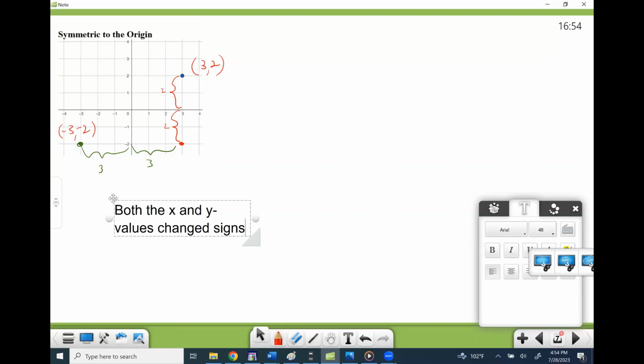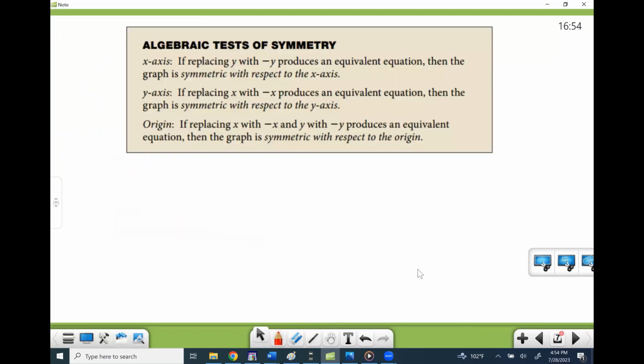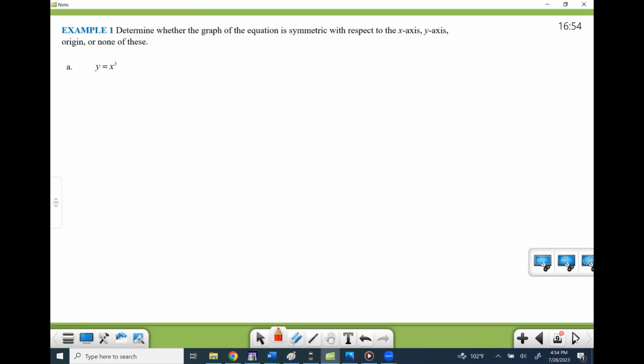Okay, and that's important because when we look at symmetric to the origin, how we're going to test for it, not only do we replace x with -x, but we replace y with -y and hope that it produces an equivalent equation. So the key thing is every time it needs to produce an equivalent equation. So x will change the y's, y will change the x, the origin will do both. Okay. All right. So we have 4 examples where we're going to, just from the equation, test for symmetry.